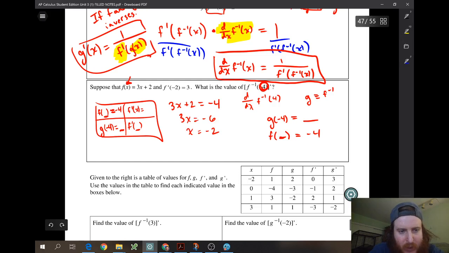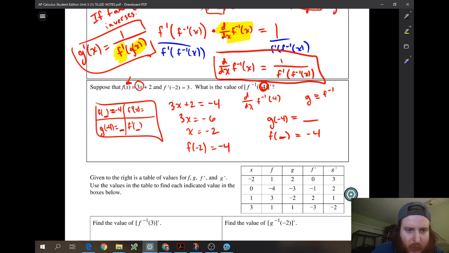So now I know that f of -2, if I plug in -2, we're going to get -4. And you could try that again. 3 times -2 is -6, plus 2 is -4. So f of -2 gave me -4. That means if I flip them, g of -4 is going to give me -2. Okay, now our next step is take the derivative. The derivative of 3x plus 2 is 3.